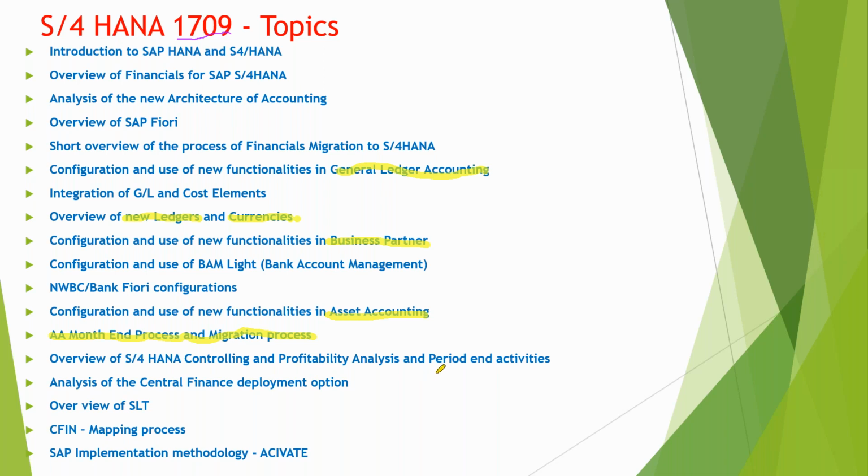And as we are bringing all my FI and CO transactions into a single place, some periodical activities will be reduced. Some reconciliation processes will be reduced. That's why here we'll understand what the new S/4HANA controlling and profitability analysis process is.